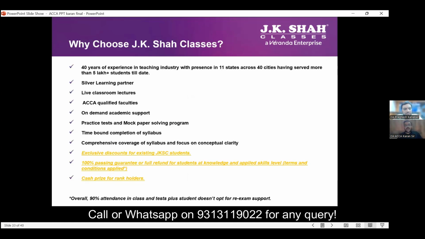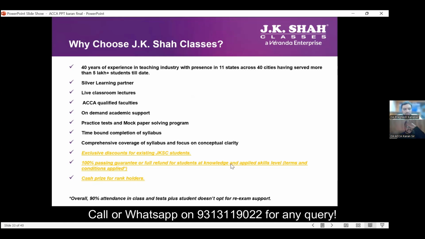Yes. So why choose JK Shah classes? We are an approved learning partner with 4 decades of experience, and have trained more than 5 lakh students. We have CA and ACCA qualified faculties to teach you. We do practice tests, mock paper solving like we have discussed, extensive coverage of syllabus and time-bound completion. These are our USPs. At the same time, we offer exclusive discounts to our existing JKSC students, and cash prizes for the rank holders.